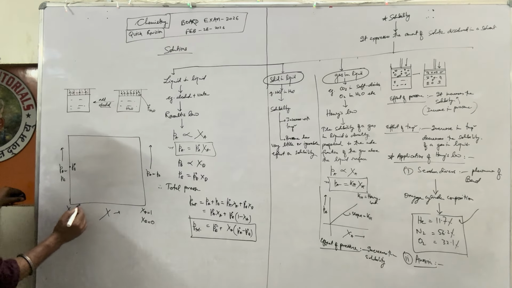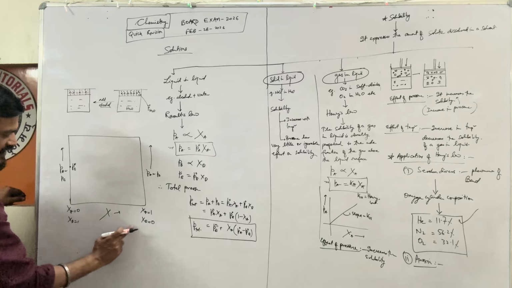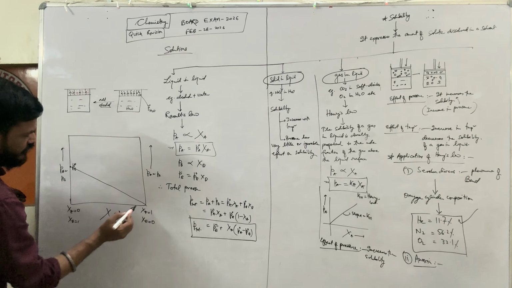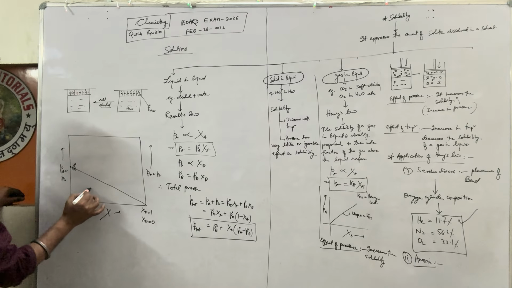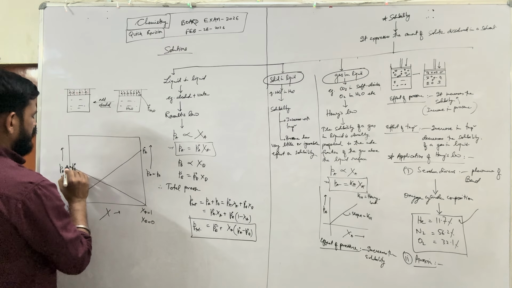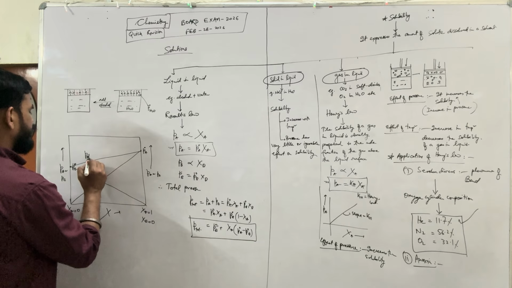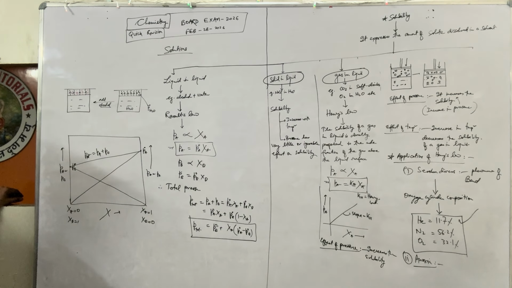Now as the mole fraction increases, chi A will increase from 0 to 1 and chi B will decrease from 1 to 0. So the partial pressure of B will keep on falling, and at the same time chi A will increase, so it will go to P naught A. Now this line represents total vapor pressure, so P total is equal to PA plus PB. So this is a Raoult's law graph.